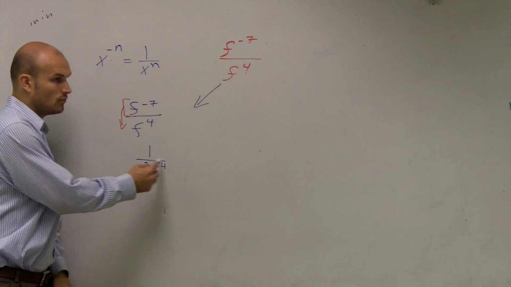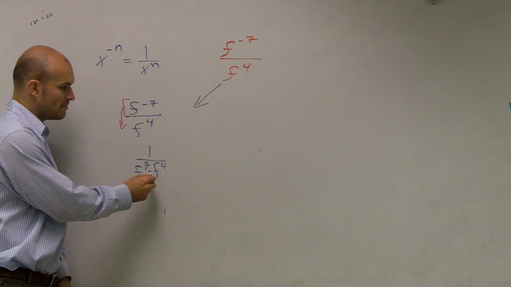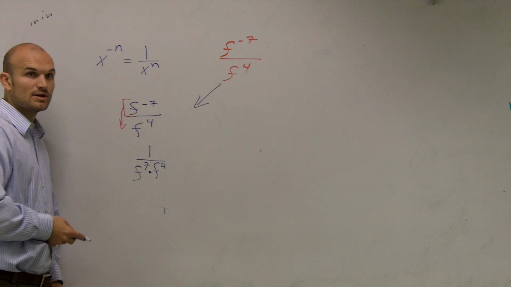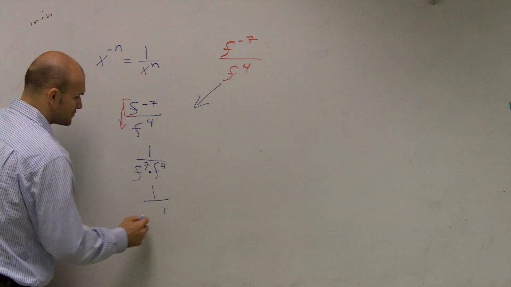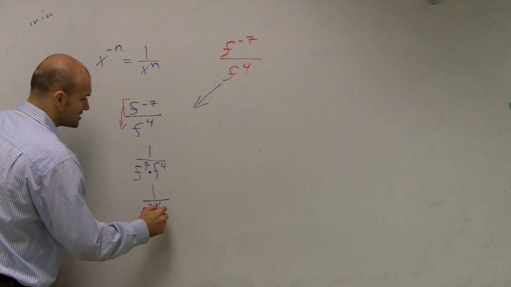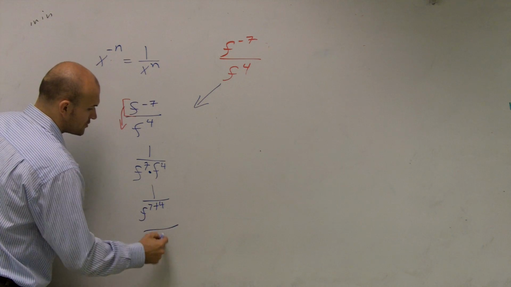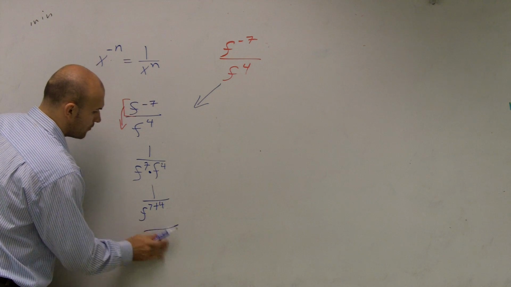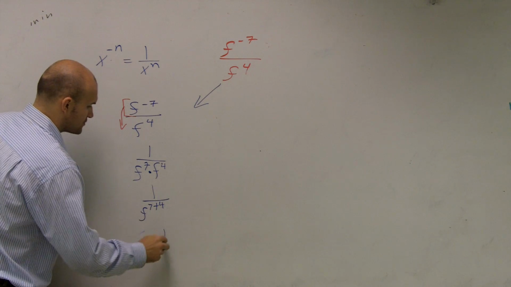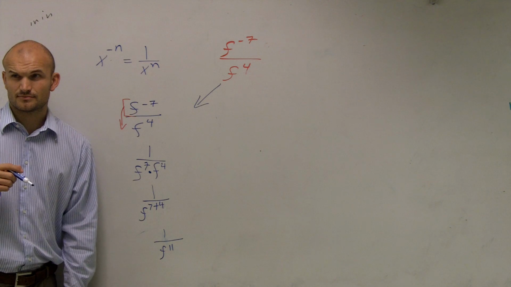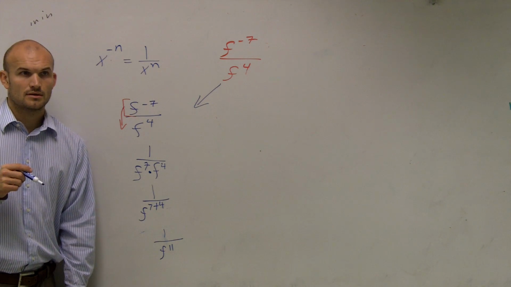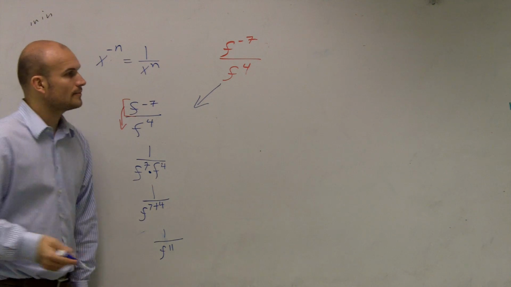Now, what happens when these are multiplied? When you have exponents that are multiplied, you add the exponents. So this is 1 over f to the 7 plus 4, which equals 1 over f to the 11th. Does that make sense?